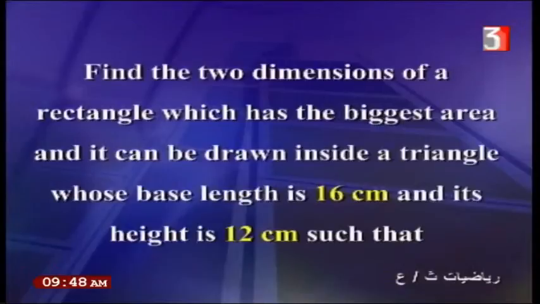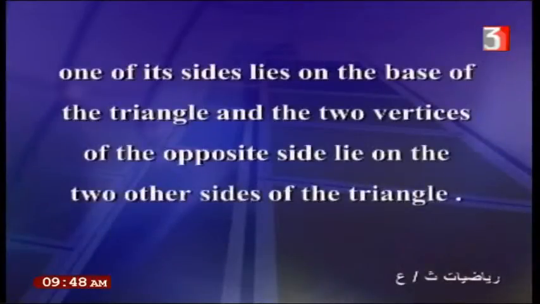Another example. Find the two dimensions of a rectangle which has the biggest area and it can be drawn inside a triangle whose base length is 16 centimeter and its height is 12 centimeter, such that one of its sides lies on the base of the triangle and the two vertices of the opposite side lie on the two other sides of the triangle.